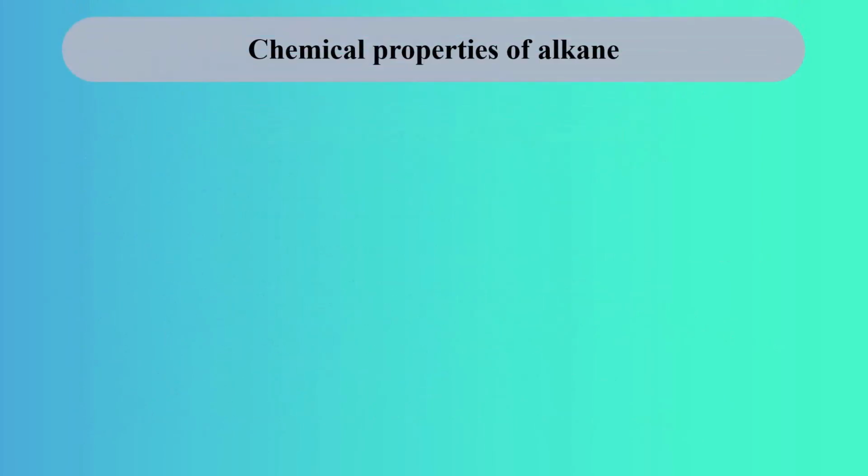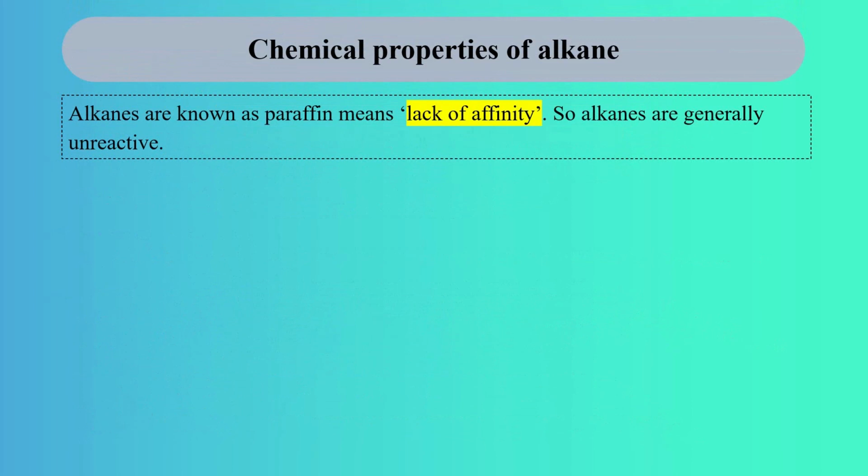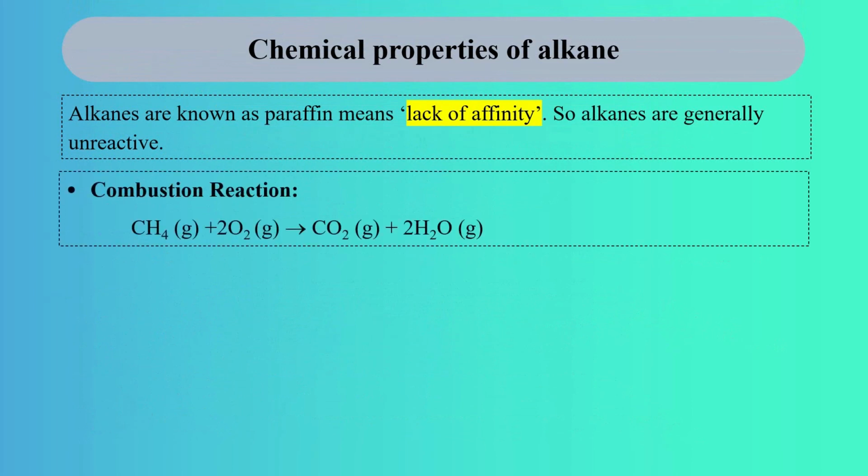Chemical properties of alkanes. Alkanes are known as paraffins because of their lack of affinity, so alkanes are generally unreactive. Though unreactive, we can burn alkanes. In combustion reactions, we can burn methane and make carbon dioxide and water. Also heat is produced. This is an exothermic reaction, so we can use alkanes as fuel.